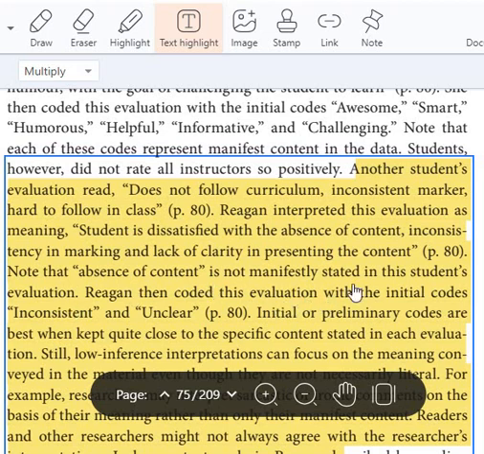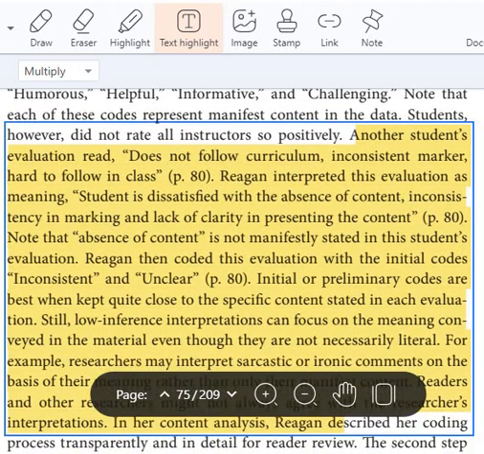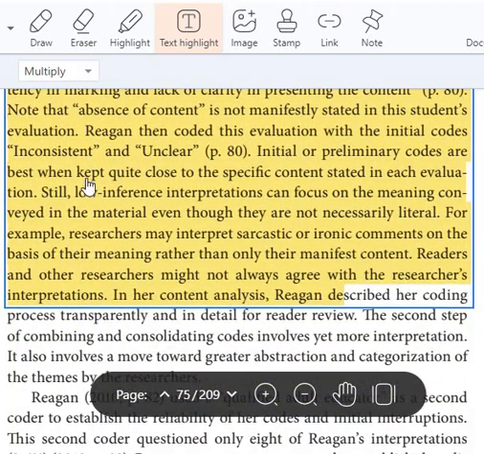So she coded this evaluation with the initial codes inconsistent and unclear. So these were her themes. Initial or preliminary codes are best when kept quite close to the specific content stated in each evaluation. Still, low inference interpretations can focus on the meaning conveyed in the material even though they are not necessarily literal. Some researchers may interpret sarcastic or ironic comments on the basis of their meaning rather than only their manifest content.